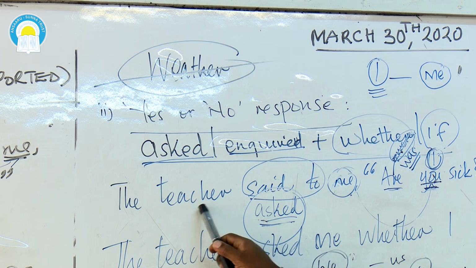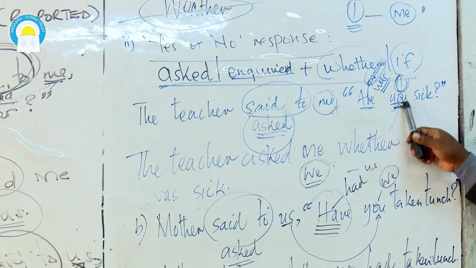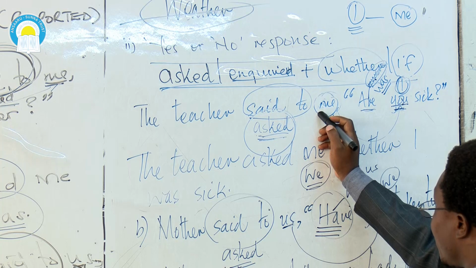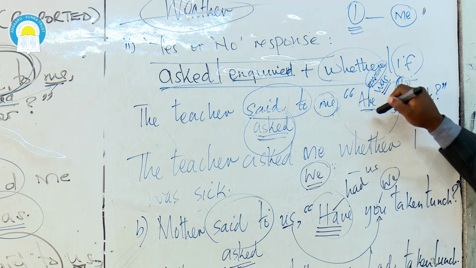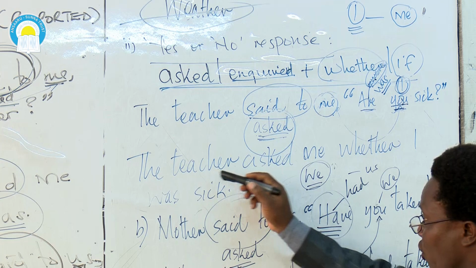One, the teacher said to me, are you sick? Said to be taken up by asked. You changes to I with respect to me. Are, we should have changed to were, becoming was, with reference to I and subject and verb agreement. Therefore, the sentence becomes, the teacher asked me whether I was sick.